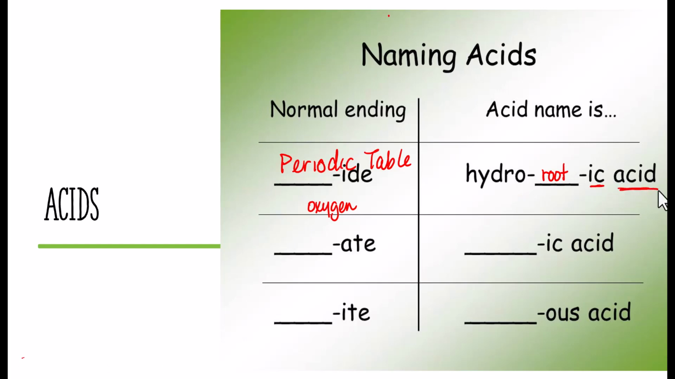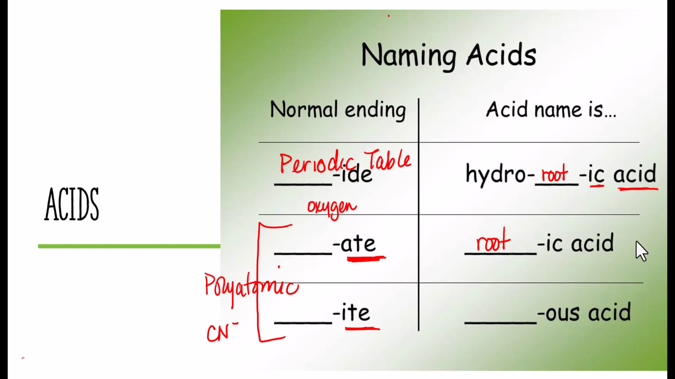If there is an oxygen present, it's going to have an ate or an ite ending, and this is your polyatomics. There are some exceptions. So you have like cyanide. Cyanide is CN-1, which has no oxygen, but it's still a polyatomic. So for polyatomics, we use our chart and we look for the ate ending or the ite ending. If it's an ate ending, it's going to be the root of the word ic acid. If it's an ite ending, it's going to be root ous acid.